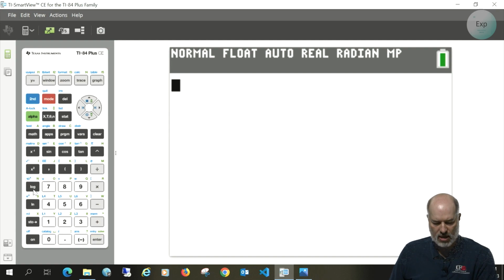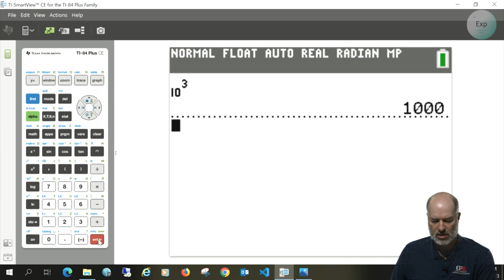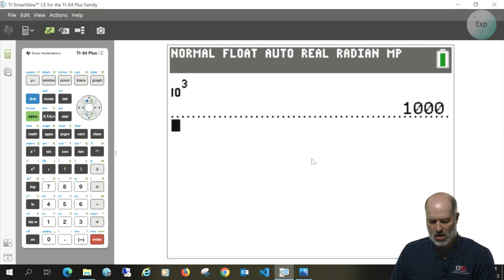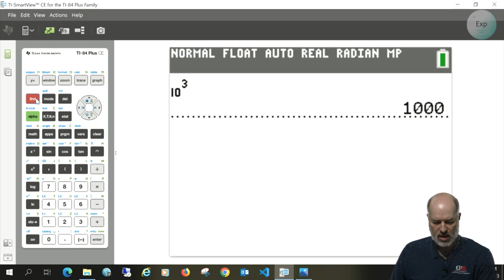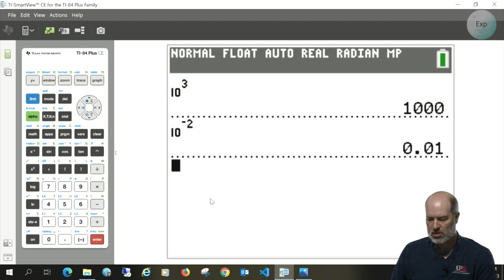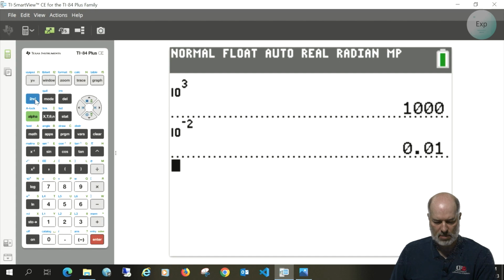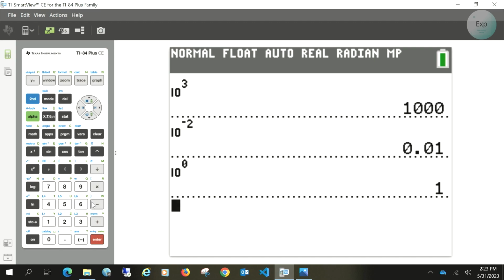Here above the log button is the 10 to the x feature. We activate it by using the second button and then clicking on that log button. I have 10 to the, and I can type in any number I want here, 10 to the third power, and hit enter, and I get 1,000. Or I can take 10 and raise it to a negative number by using the negative key there. 10 to the negative 2 power is 100th, or 0.01. Just do a couple more here. 10 to the 0 power is, of course, equal to 1.